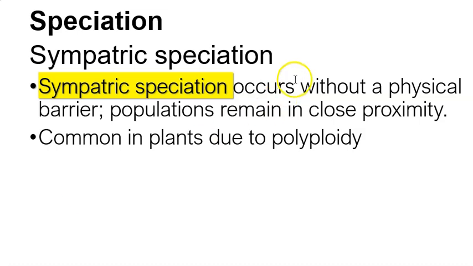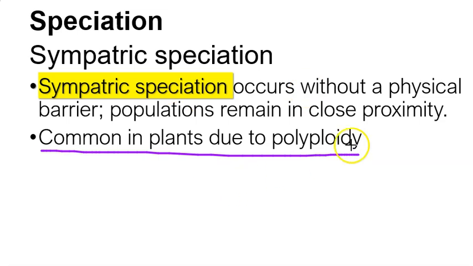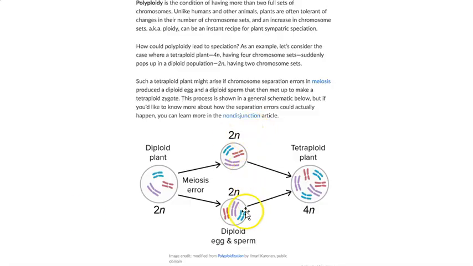Sympatric speciation occurs without a physical barrier. This is rare, but it can be common in plants due to polyploidy. Polyploidy means many copies of a chromosome. Here is an example of polyploidy. You have a diploid plant, and it should undergo meiosis, but there's a meiosis error. And so instead of having haploid gametes, you have diploid gametes. So instead of it just being one copy in, you have two in. That can lead to four in, and that could possibly lead to a speciation event, maybe even rapidly, right?